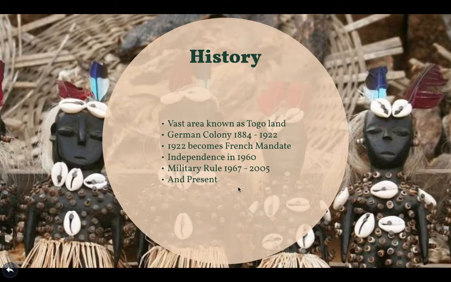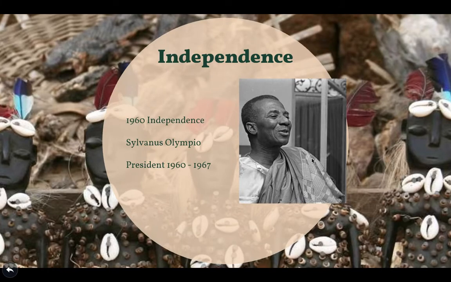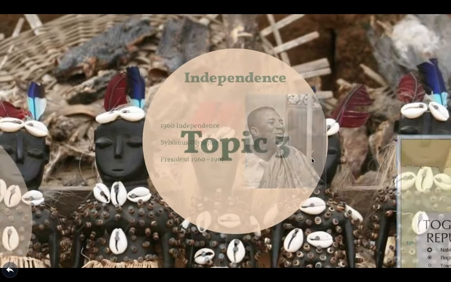The eastern part that the French inherit from Germany declares independence in 1960, and they still have very strong political and cultural ties to France. The military rule that starts in 1967 to 2005 is one of the longest reigns of dictatorship around the world and in Africa. The country achieved independence in 1960. Sylvanus Olympio, as this picture shows, is the first president of the Togolese Republic for 7 years.